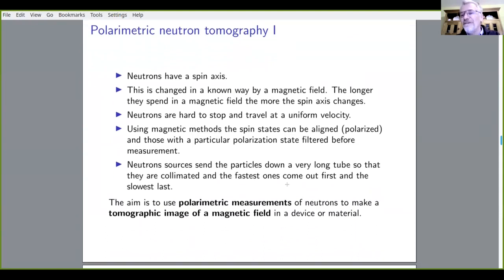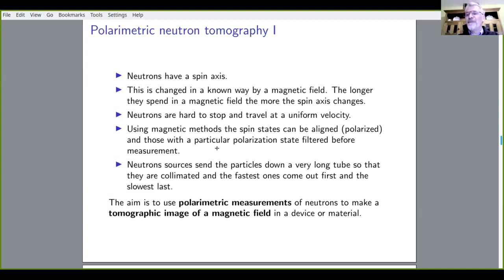polarimetric neutron tomography. In tomography, the naming convention varies: from what you're trying to image, what you're trying to measure, or something that involves both. Like, what's the physics? Anyway, in this case, we measure the polarization state of neutrons, and we're trying to image a magnetic field. So you can say polarimetric neutron spin tomography of magnetic fields, if you like.